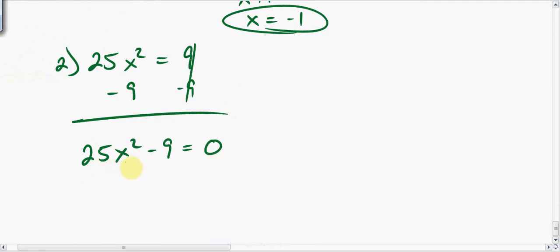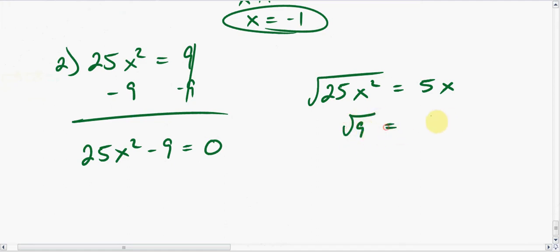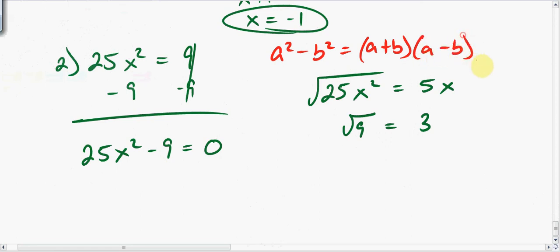So it looks like I have a binomial with subtraction, but I don't have perfect squares, or do I? What's the square root of 25x squared? Well, 25 looks like a perfect square, and x squared is a perfect square, so I take the square root of that, and I get 5x. What about 9? Is that a perfect square? Square root of 9 is 3. So this is my difference of two squares, and I did this before, but I'll do it again. A squared minus b squared is going to be a plus b, a minus b, where 5x is your a, 3 is your b.